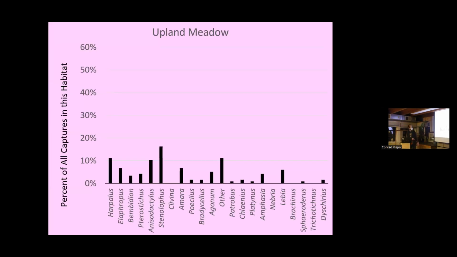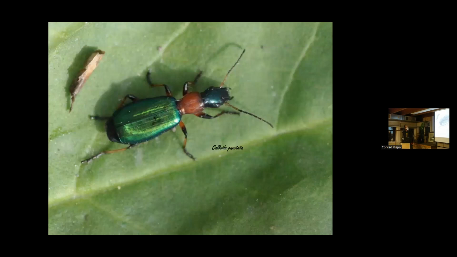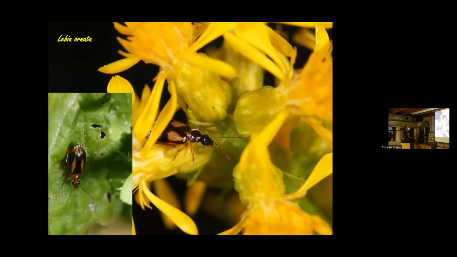Another habitat, this is upland meadow. So I've kept the same series of the same genera in the same order. And we'll come back to that, but this is sort of what the profile of the upland meadow ground beetle community looks like. And you get things like this one and that one. These are 2 species of Labia.